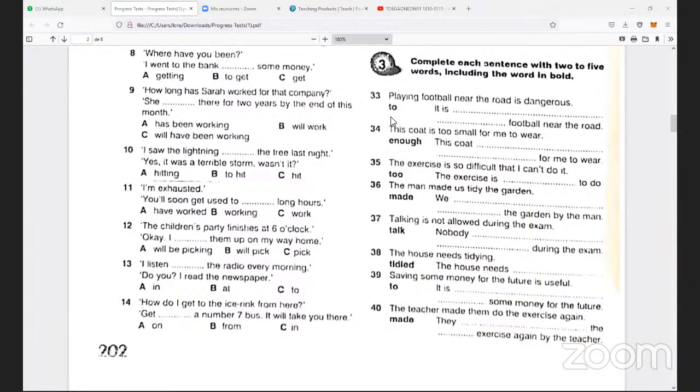This coat is small enough for me to wear. Very good. Excellent. The exercise is too difficult to do. Yeah. Okay.